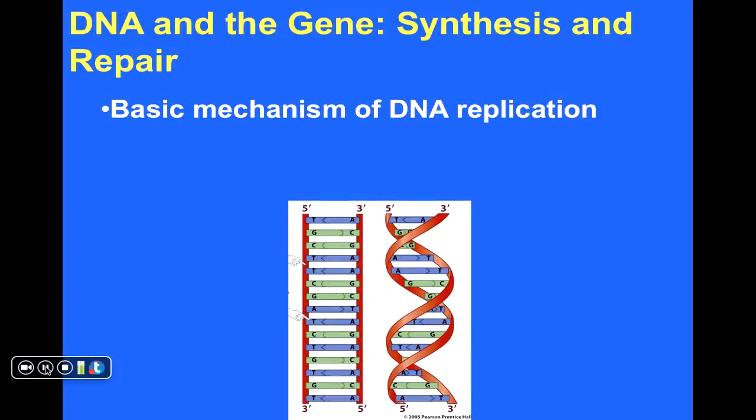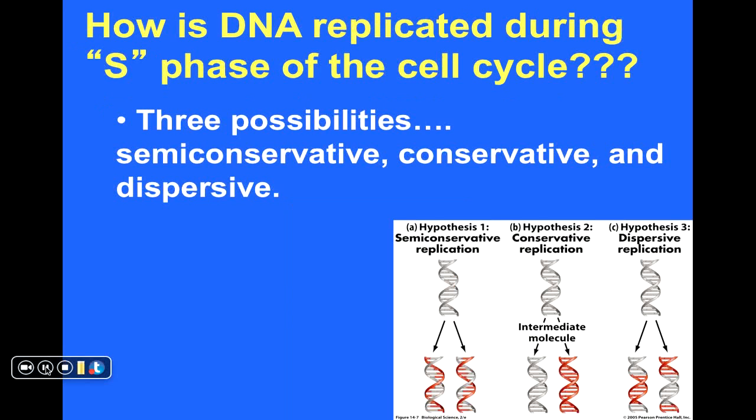This video will focus on the basic mechanism behind DNA replication and will also briefly introduce how mistakes that might occur during the process of DNA replication can be corrected. What we're going to focus on in this unit is the essential question: how is DNA replicated during the S phase of the cell cycle?